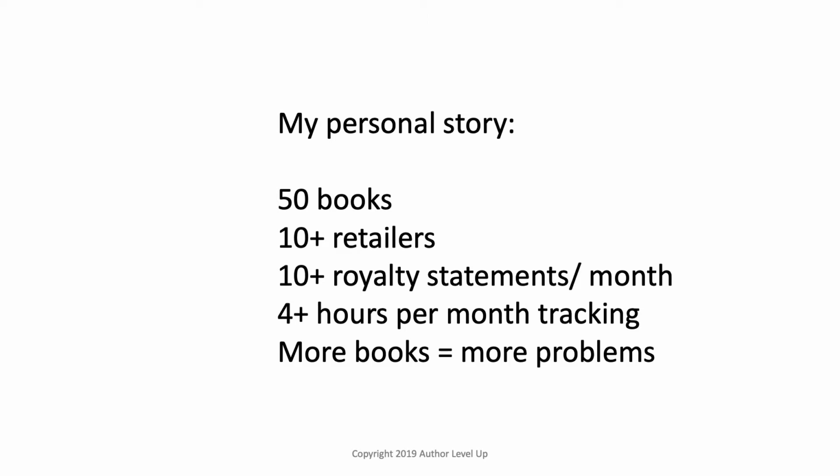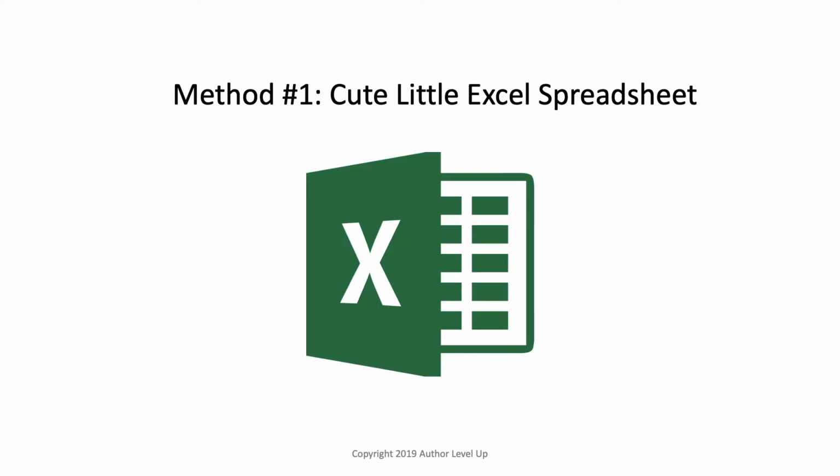So the problem for me specifically, and this is a unique problem for me, but the more books you write, this is going to become a problem for you as well, is that the more books you have, the more time you're going to have to spend on your royalties. The more books you have, the more retailers you have, the more complicated your situation becomes. So I want to talk about what I have done in the past to try to solve this problem, because I have tried everything. We're going to talk about everything I've tried, and how I found a light at the end of the tunnel here.